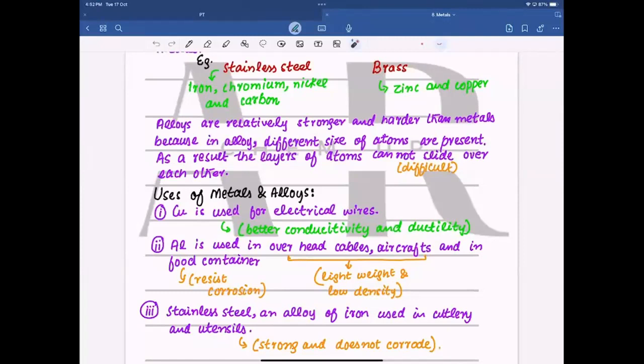Yes, Khatija. Sir, I want to ask what is meant by resist corrosion? Resist corrosion means that it does not corrode, it does not rust. You know what rust is? Yes, like zang lag jana, right? Yes. Corrosion is another term for rust. So aluminium does not rust.